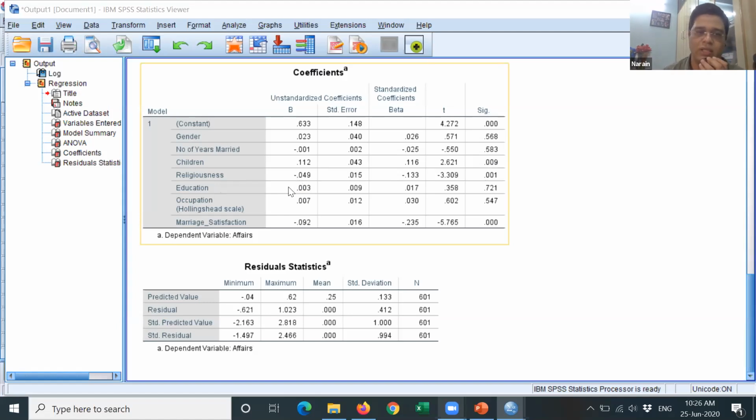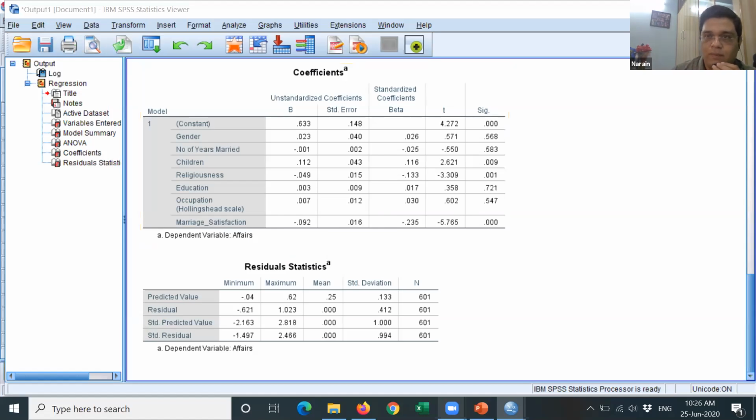Education has nothing to do with the extramarital affair. And again, occupation has no impact on the probability of indulging in an extramarital affair. Marriage satisfaction, however, is a very important score, which does affect whether a person indulges in an extramarital affair.